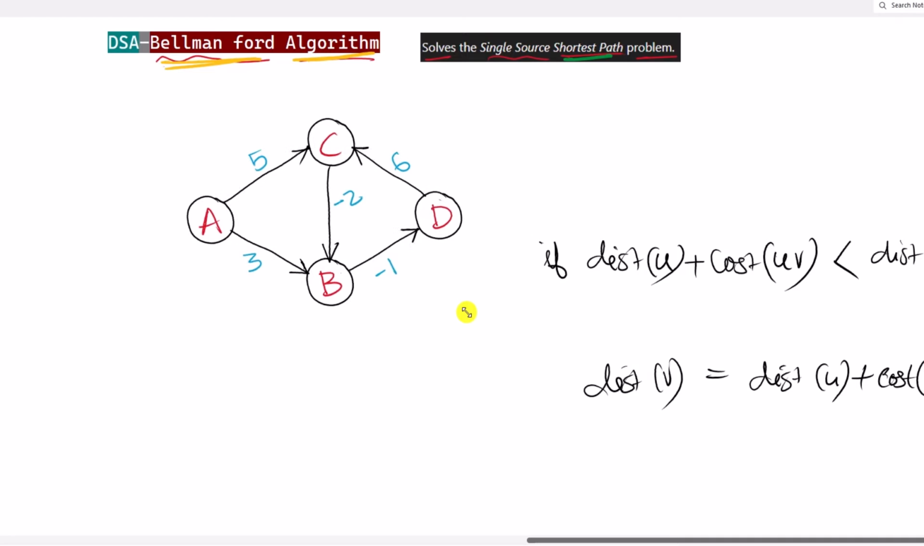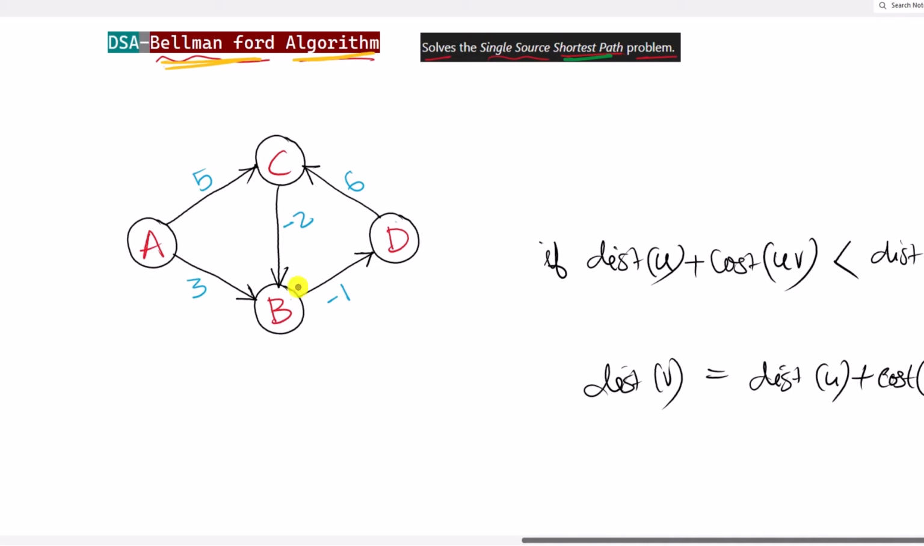So here in this graph you can see we have 4 vertices. As per the Bellman-Ford algorithm we have to relax all the edges V minus 1 times, so the number of vertices minus 1. Here in this case we have 4 vertices, so that means we have to relax all the edges 3 times.